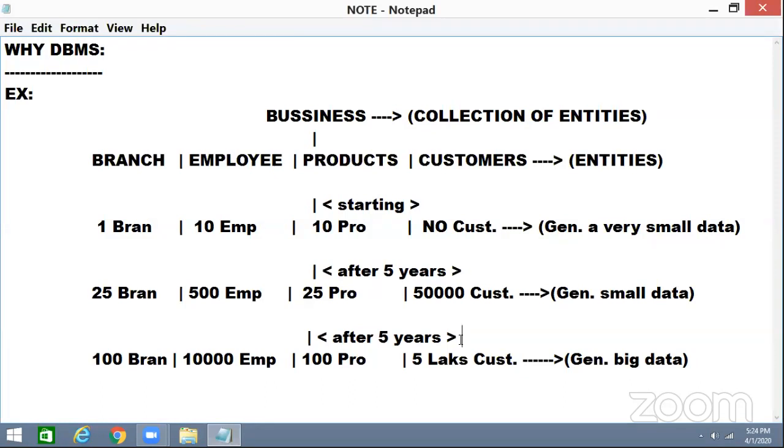So all of you take this diagram because you can understand easily. And if anybody asks you why a DBMS is required, you can clearly explain with this example.